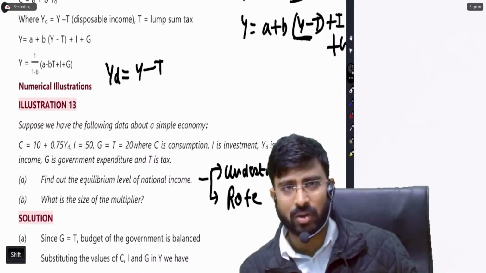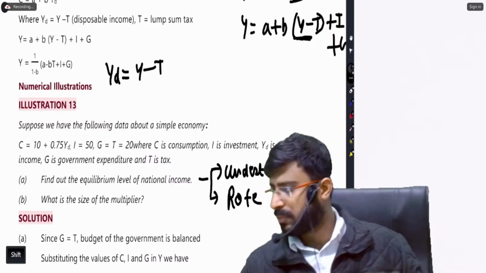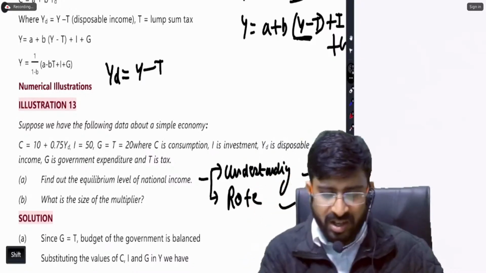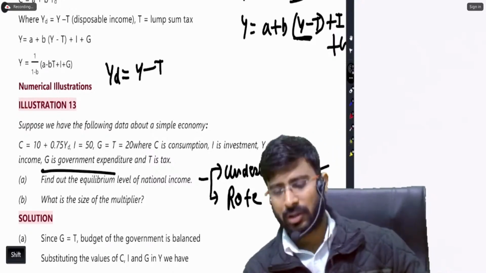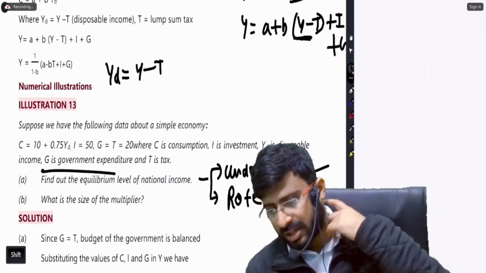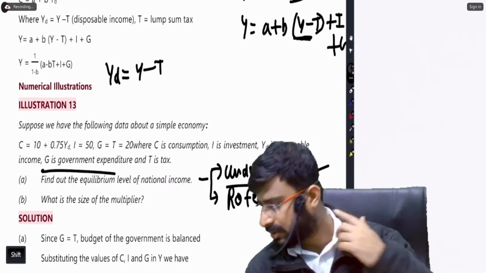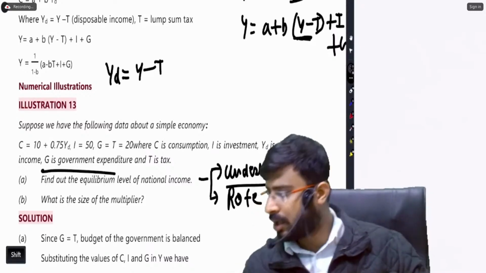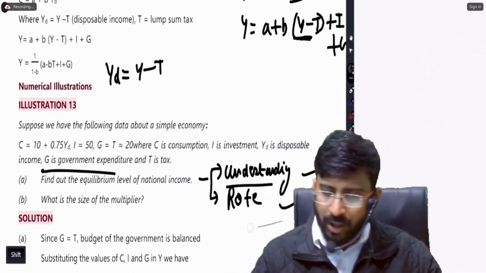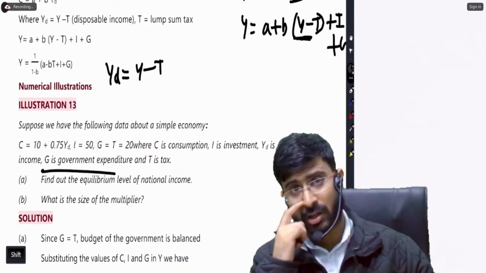G is government purchases or government expenditure. Please tell me, here it is written G is government expenditure. Which method should I use? Rote learning or understanding? Okay, you all have said understanding, then you will have to be patient.